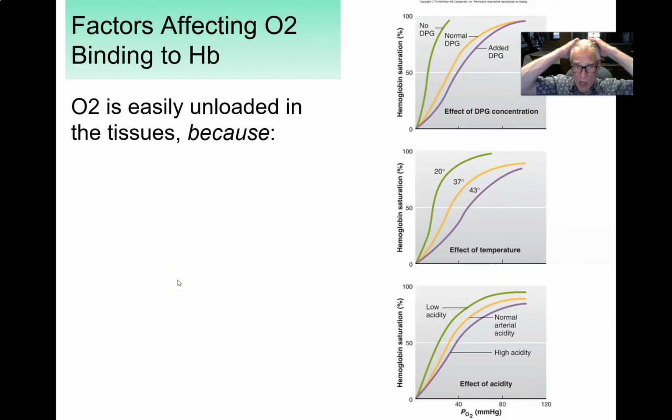There's some other things that help us get the oxygen off the hemoglobin in the tissues, right? Because we've got this system that's very good at loading oxygen onto hemoglobin in the lungs. It's high affinity, that's great. What about in the tissues? We need to get the oxygen off again, and there are three variables or conditions that are going to help us get that oxygen off in the tissues, even though we can load it very efficiently in the lungs.